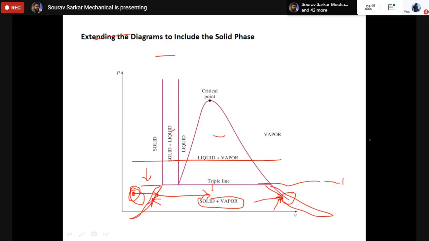Okay, sir. Any other doubts? Please confirm, otherwise I can't proceed. No, sir, there is no doubt. Do you understand the sublimation procedure?